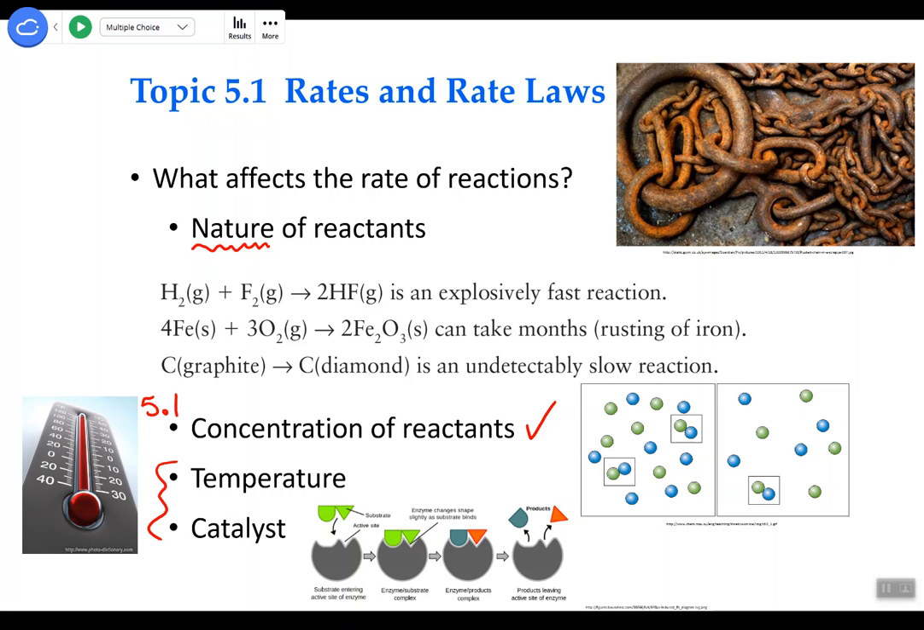Then we can also consider temperature and a catalyst, and we're going to talk about this in topic 5.2. I had to clean up my fridge yesterday because we had a little bit of food that had gone bad. But the fridge helps to keep my food less bad. It slows down the rate of decomposition of my food. We can lower the temperature of our food, and it slows down the rotting reactions that are going to happen in your food.